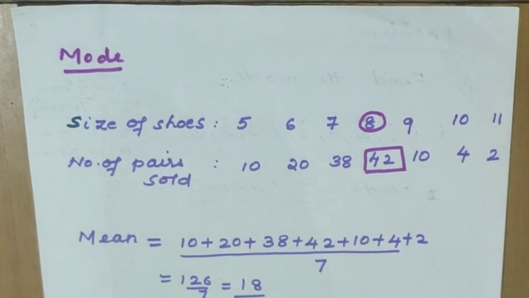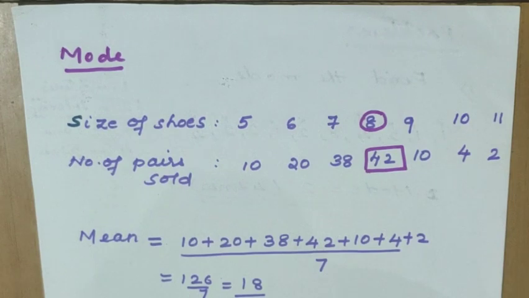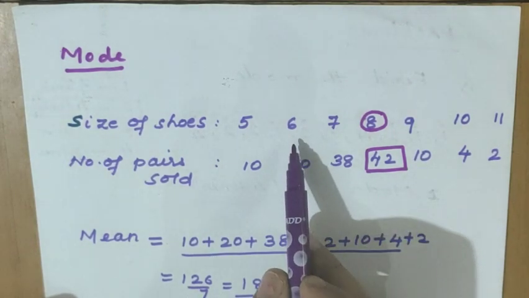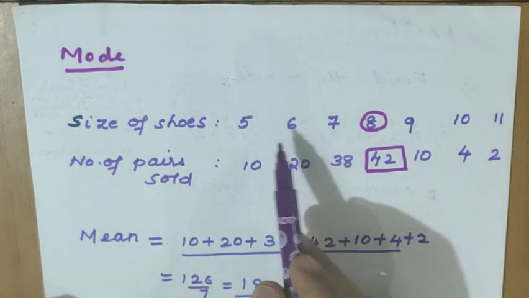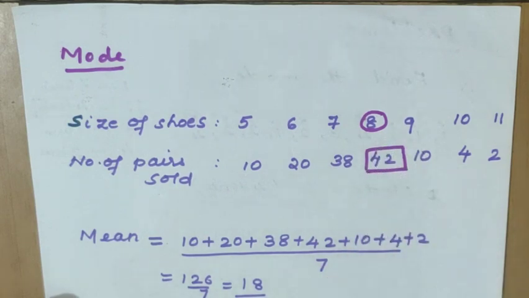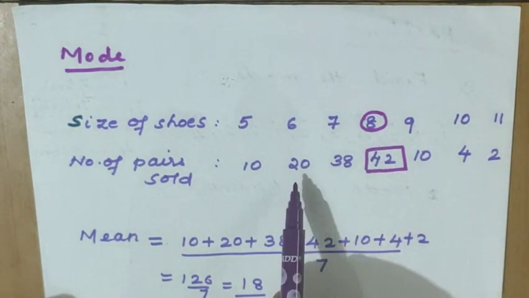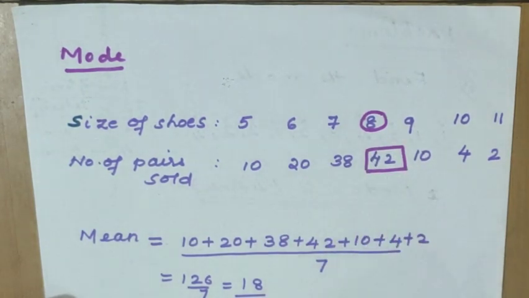So if the shopkeeper placed orders of 18 pairs of shoes of each size, then he will not be able to meet the demand of his customers. If he only keeps 18 pairs, he cannot meet the demand for size number 7 as well as size number 8, because that demand is 20, 38, 42 respectively, right? So the mean is not a good measure of central tendency here.